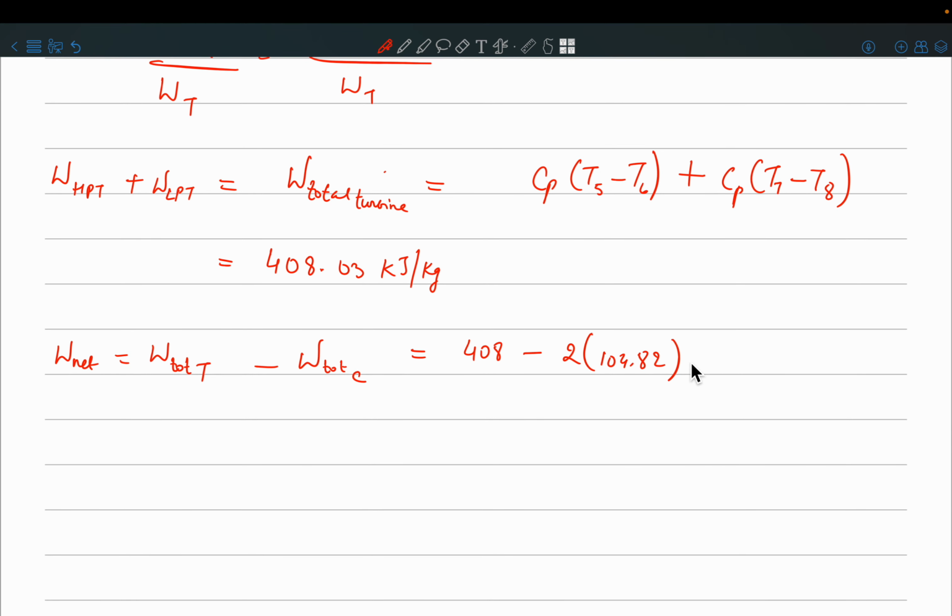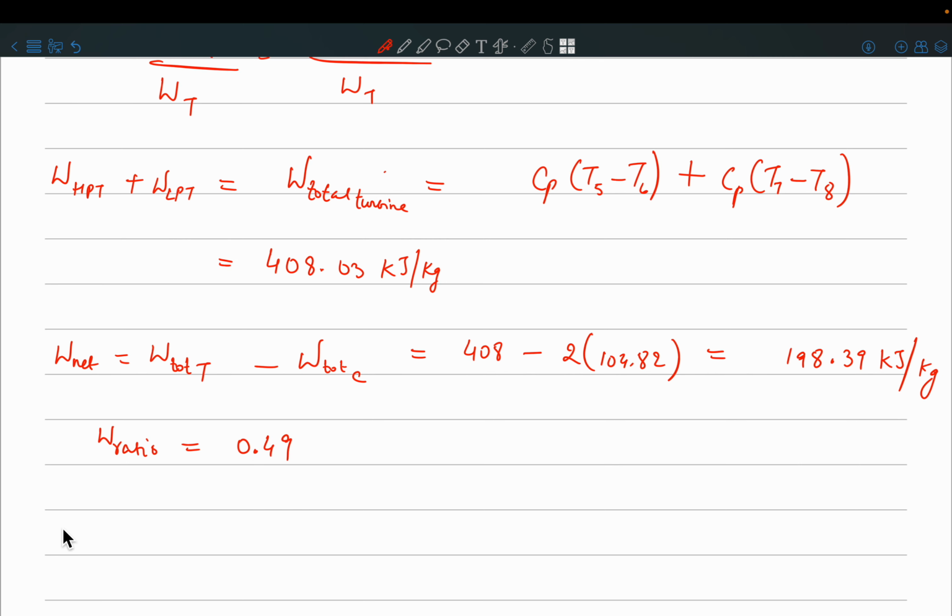Alright, and that gives us the value of the net work done as 198.39 kilojoules per kg. So then we can find the work ratio. The work ratio is equal to 0.49.